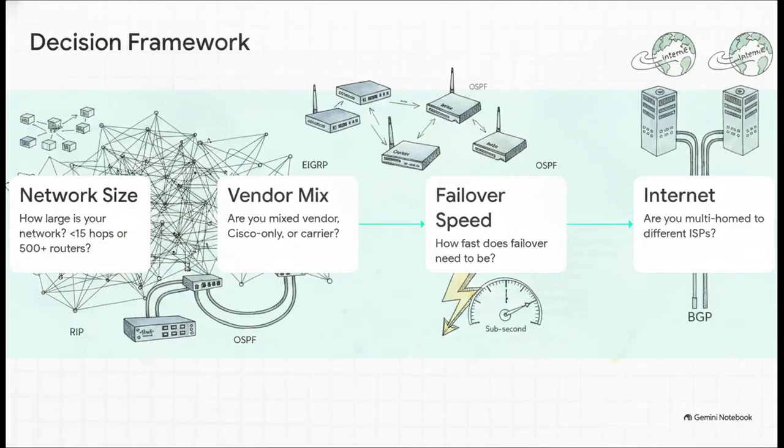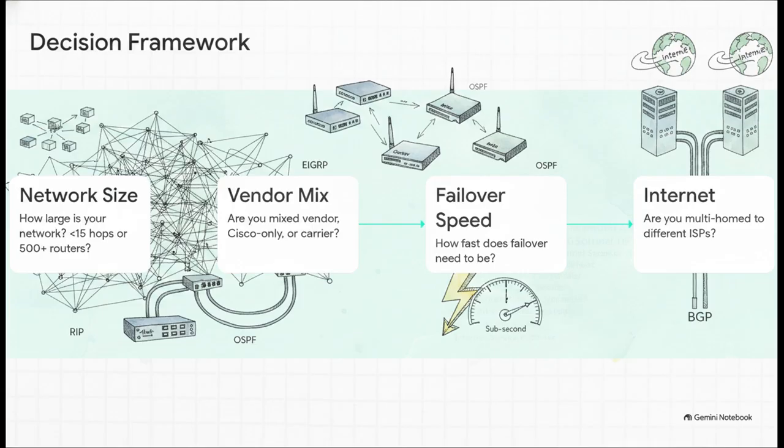The guide gives us an awesome framework here. Ask yourself these 4 specific questions to make the right choice. Step 1. How large is your network? If you have fewer than 15 hops, maybe RIP works, but a huge enterprise definitely needs OSPF. Step 2. Assess your vendor mix. Are you purely running Cisco hardware? If so, EIGRP is a powerhouse. But if you have a mix of Cisco, Juniper, and Arista, you absolutely must use an open standard like OSPF.